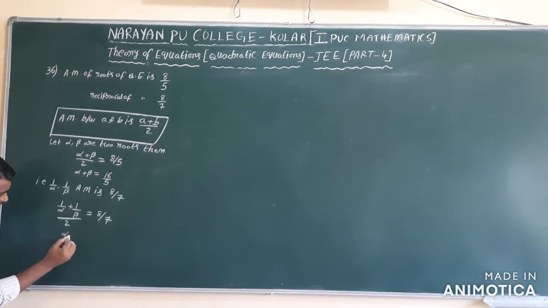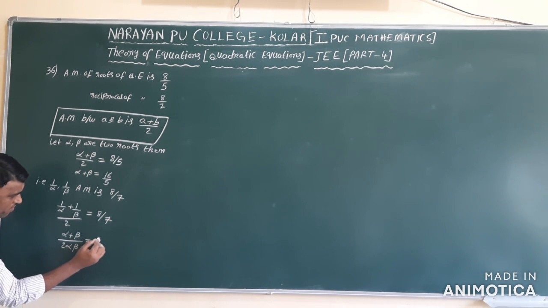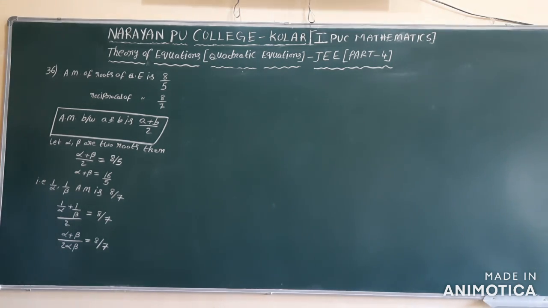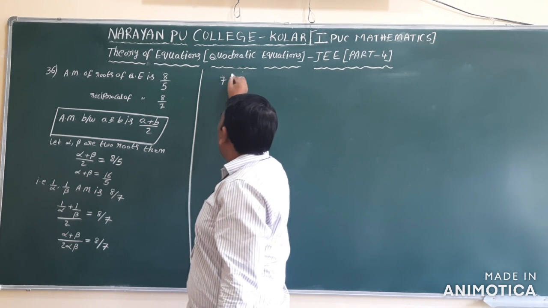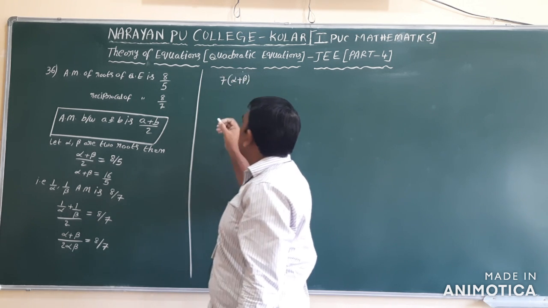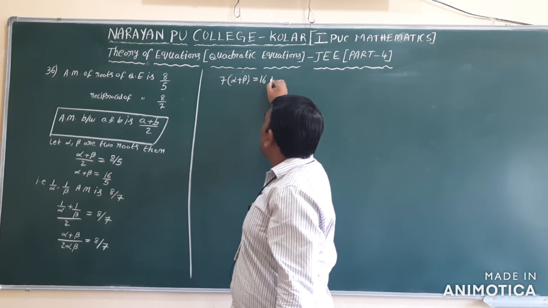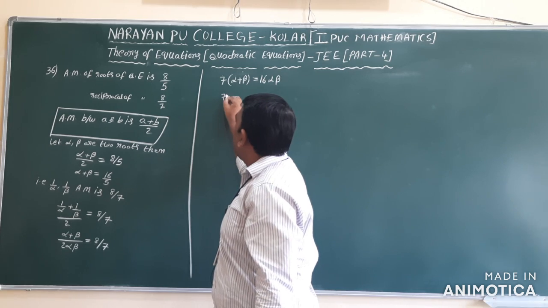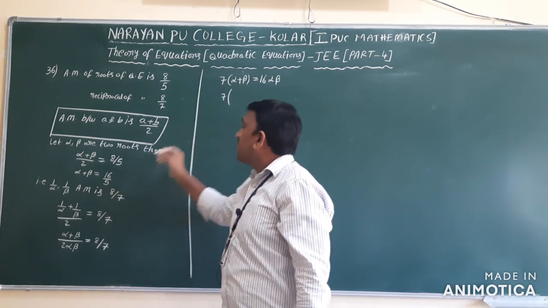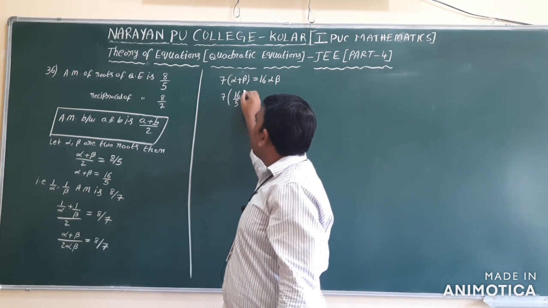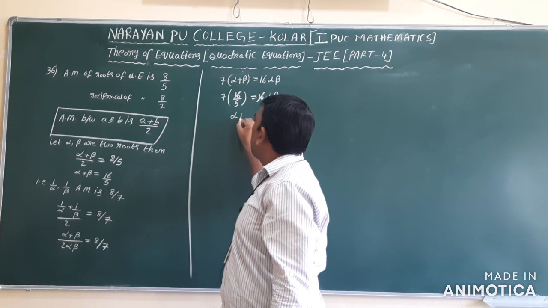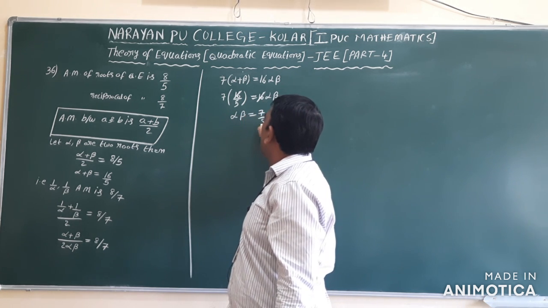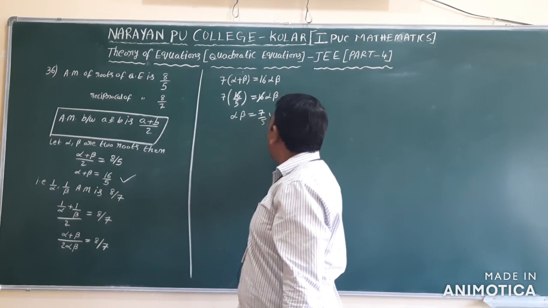Simplify this. Alpha plus beta by LCM 2 into alpha beta is equal to 8 by 7. We don't know alpha beta. So 7 into alpha plus beta, cross multiply that, is equal to 16 into alpha beta. 7 into alpha plus beta value already we got how much? 16 by 5 is equal to 16 into alpha beta. 16 and 16 cancel, alpha beta value 7 by 5. Alpha plus beta we got and alpha beta we got.